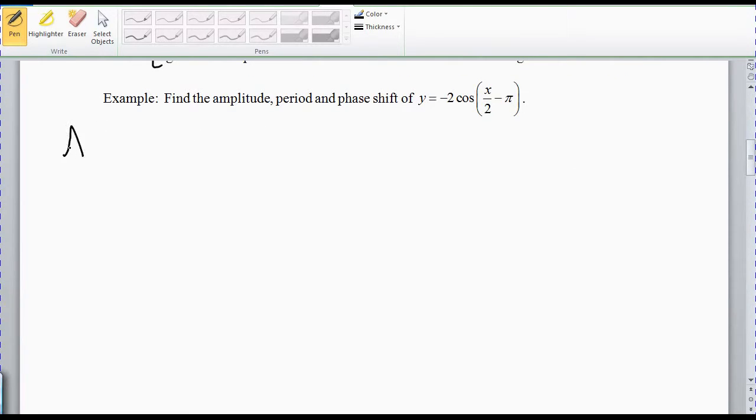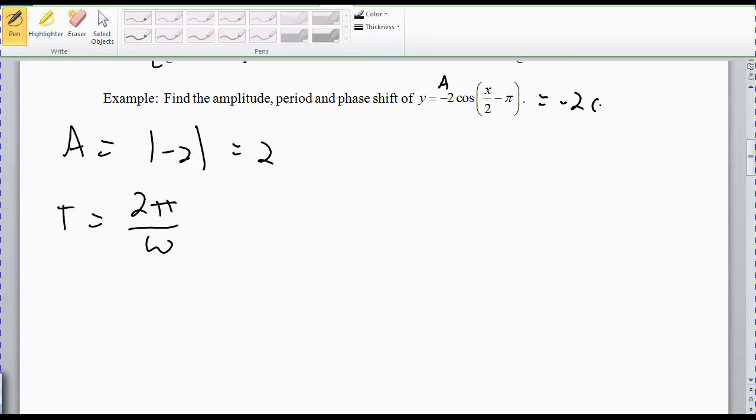Let's find the amplitude, which is A. That's the absolute value of -2, because that's the A, which is 2. Now we want to find the period. We're going to use the formula 2 pi over omega. Now remember, omega is in front of the x. So what I need to do is rewrite this as -2 cosine, and then I'm bringing the 2 out underneath a 1, x minus pi. And that's 1/2.